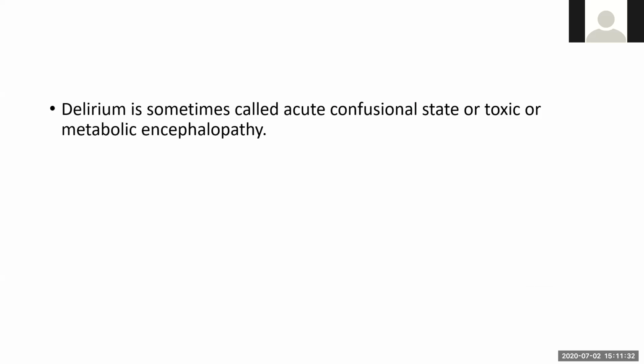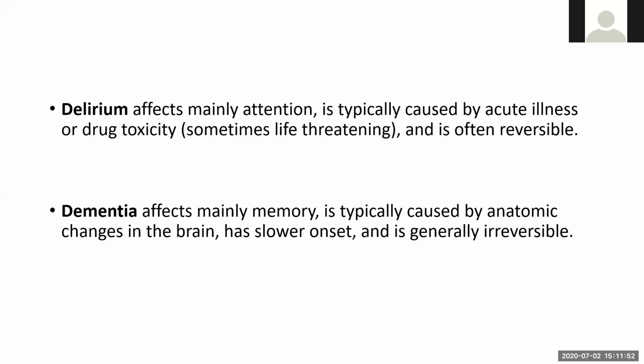Most often, we mistake delirium with something which is quite similar, dementia. So it is important to know, are we looking at delirium or are we looking at dementia? Now, what is it that will help us differentiate the two? Dementia means mainly something which affects the memory, and it is typically caused by anatomic changes in the brain. Generally, we see atrophy of the brain matter. And it is slower in onset.